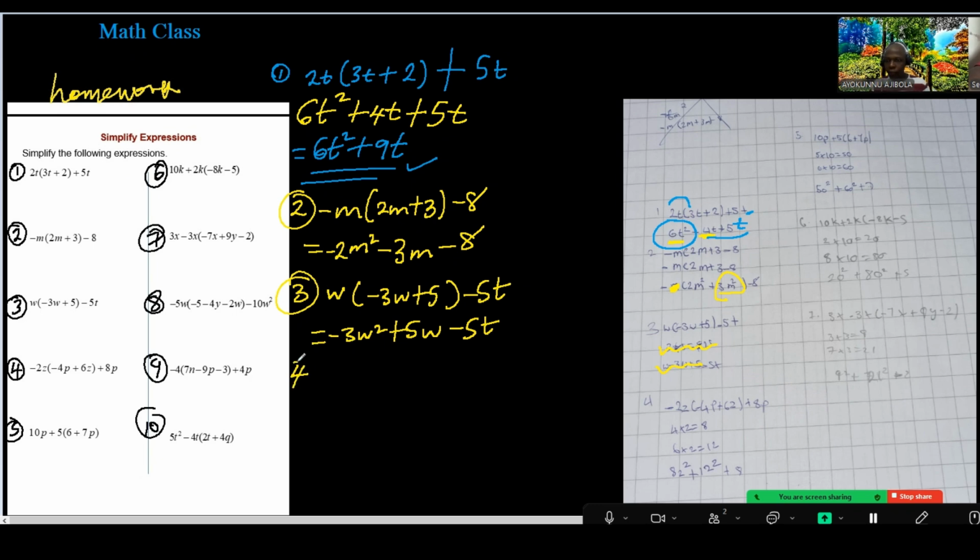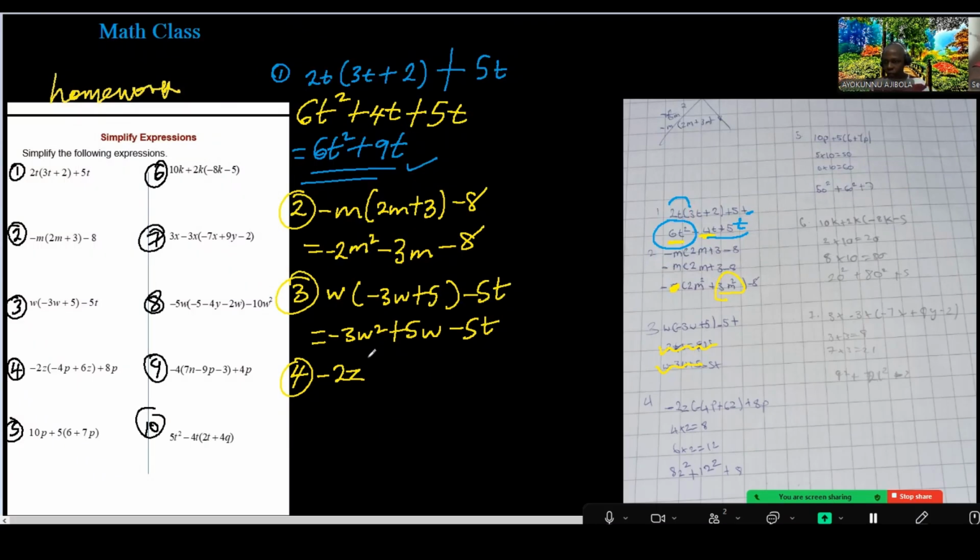Then number 4, we have negative 2. I think I'm going to do all of this, then I'll give you another one to try. I wanted to say I should do 5, then you try 5, but don't worry. So negative 2z. Can you hear me now? Okay, you can hear me.